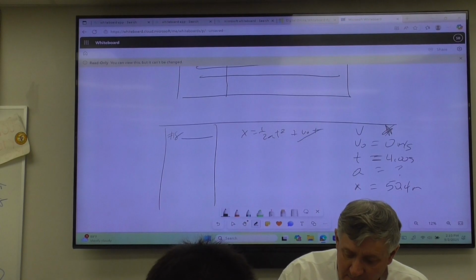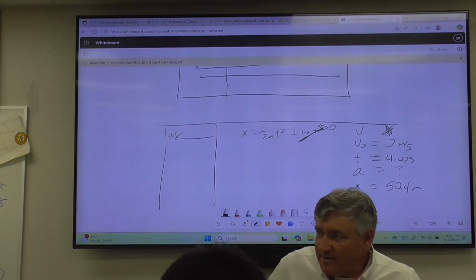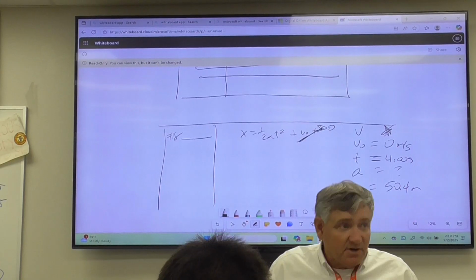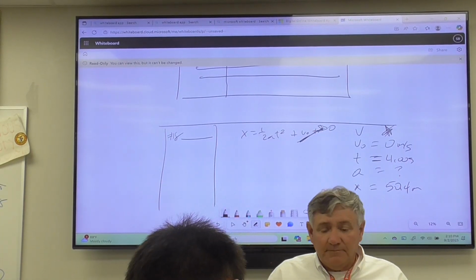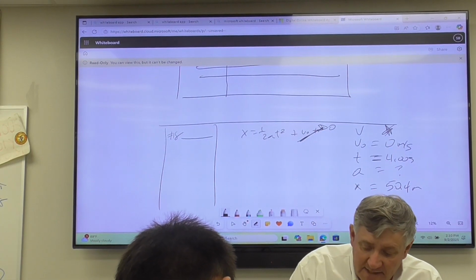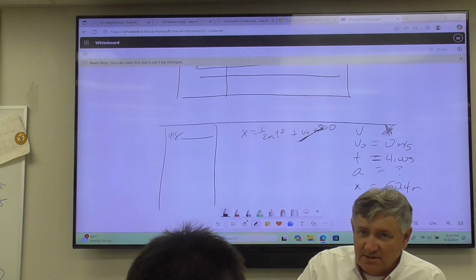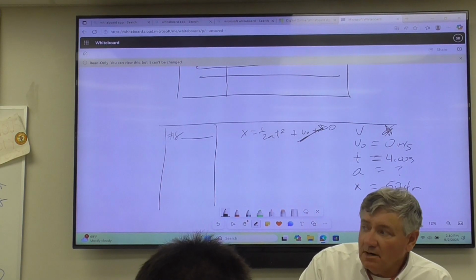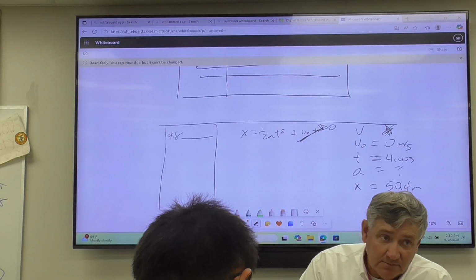So here's what I want to do. I don't have to worry about the v naught part of this because the Vette started at rest. Okay? So I don't have to worry about that part of it. So I need this equation solved for acceleration. So what am I going to do?